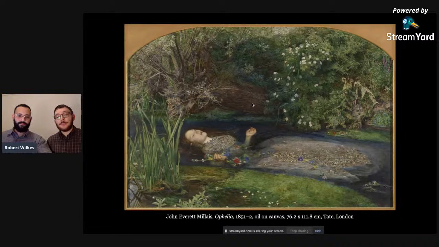This is a painting you may recognize. It's often thought of as the most famous of Pre-Raphaelite paintings.